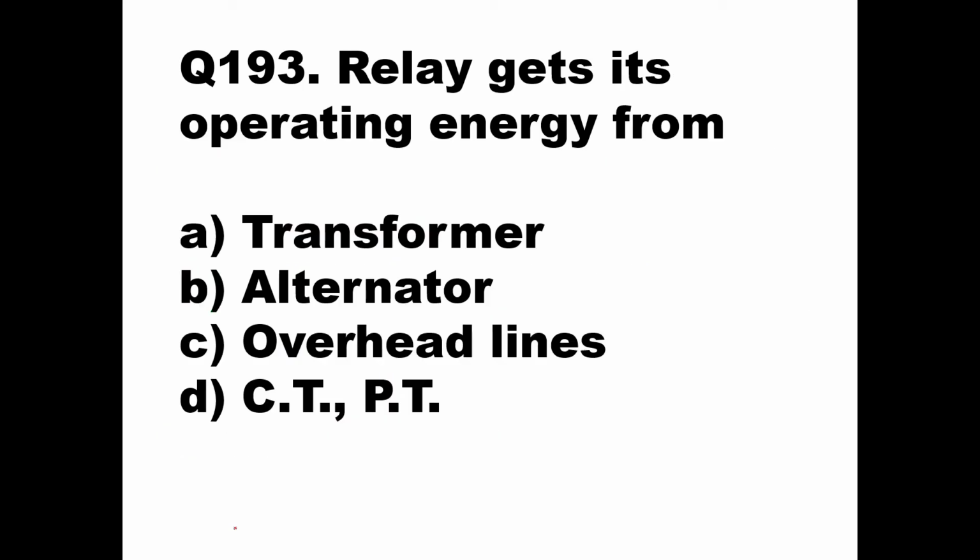Question number 193. Relay gets its operating energy from what? Transformer, alternator, overhead lines, current transformer, or potential transformer. So the option here is D, current transformer or potential transformer. CTPT. CTPT are going to give energy for operating the relays. Okay. So here option D will be the right answer. CTPT. Then we'll go to the next question.